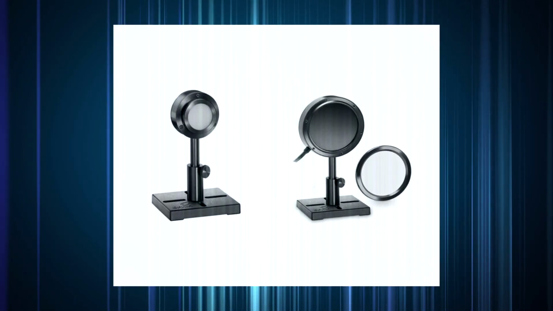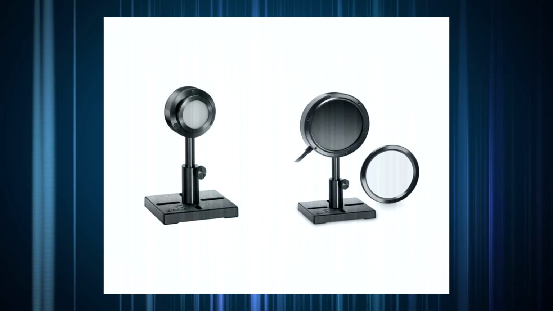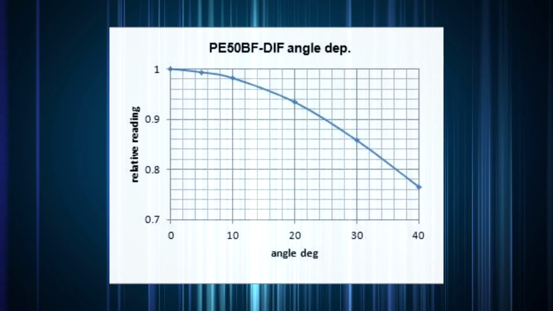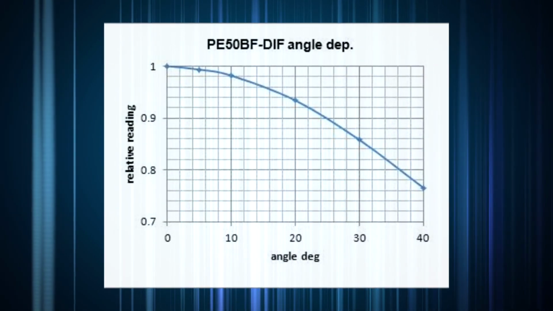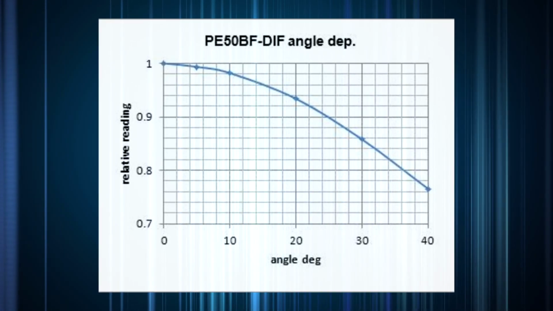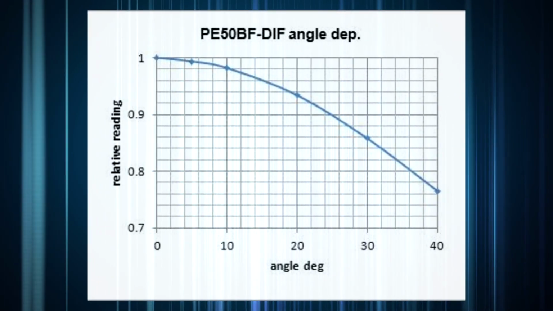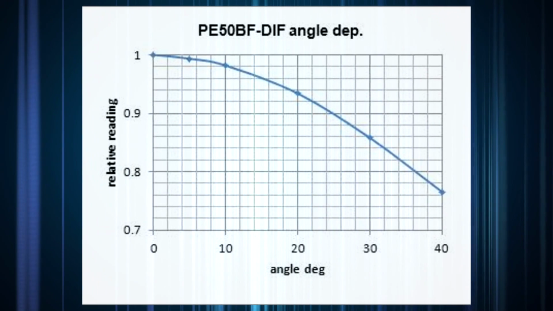Some pyroelectric sensors come with a diffuser, either removable or fixed, to enable working at higher energy densities without damage. Behavior of diffusers with changing incidence angle is somewhat complicated, since the angle affects reflection off their front surface, as well as diffuse transmission through them. Here you can see the angle dependence of one type of diffuser-based pyrosensor. As you can see, the dependence in this case is significant. At 20 degrees incidence, it drops by some 5%, and at 30 degrees incidence, the response drops by more than 10%.